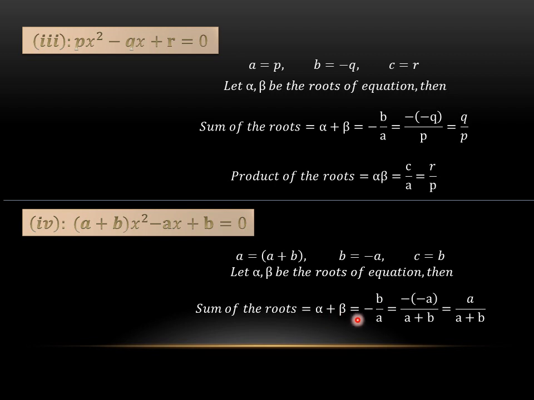Finding sum of the roots, alpha plus beta, the formula will remain the same, minus B over A. The answer of B is minus A. So we will put it in the bracket, minus into minus A, over the answer of A, which is A plus B, placed in the denominator. Multiplying minus with minus, we will get A over A plus B. Finding the product of the roots, alpha beta, the formula is C over A. The value of C is B and A is A plus B. Putting the values, and as no further solution is possible, that will be the answer.